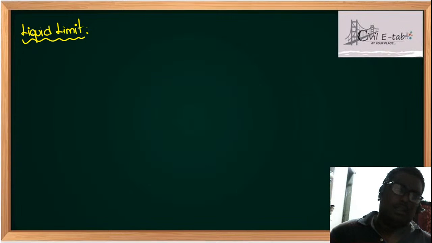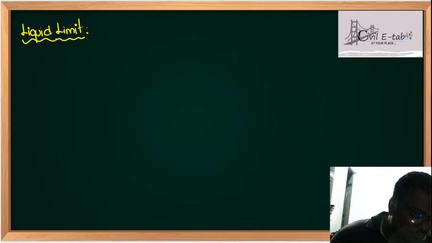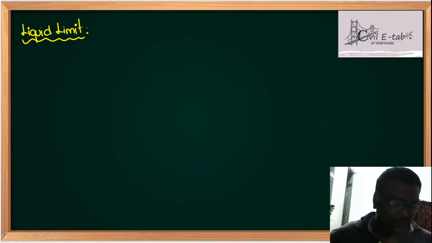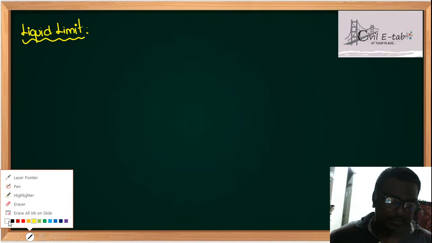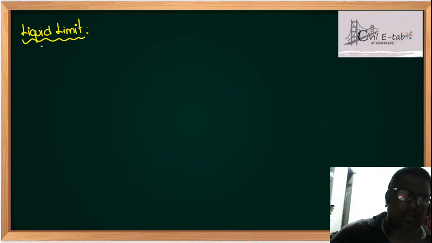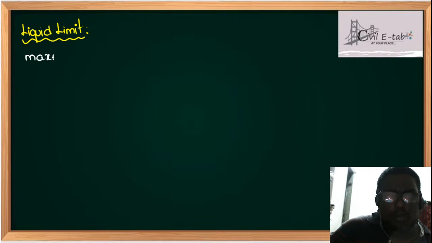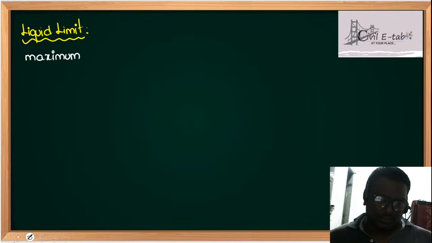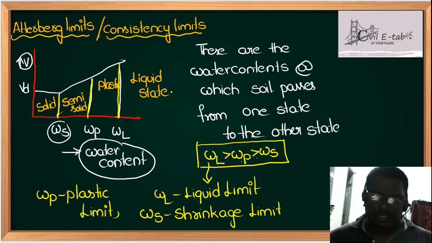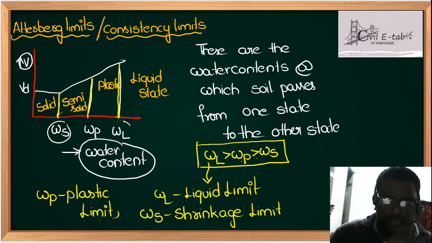What do you mean by liquid limit? If anyone asks you, what do you mean by liquid limit? Can anyone tell me? Remember students, liquid limit is the maximum water content at which the soil has small shear resistance. Why I am saying maximum water content: see students, if you see the diagram, when you cross the liquid limit, it is in liquid state.